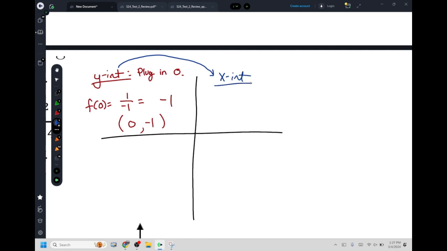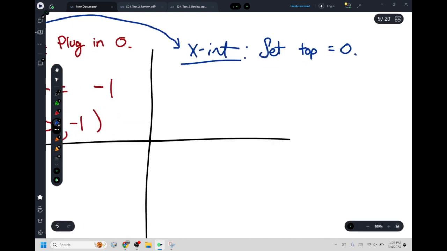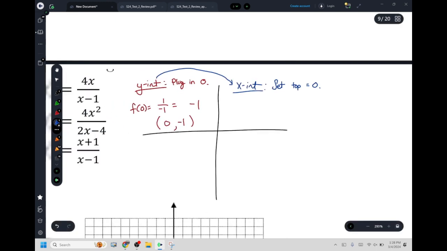X-intercept. How do we find x-intercept in 4 words? Close. There's one word missing. Set. No, you're missing one important word. Set top equal to 0. No, it's the same thing. You would just multiply the bottom across, and you know what 0 times anything is? 0. I'm just saving you a little bit of writing by saying that. Set equal to 0 is the same thing. So set top equal to 0.